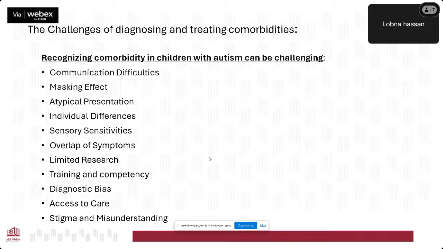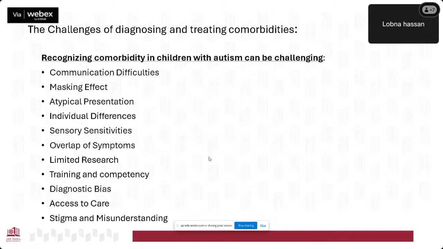Recognizing comorbidity in children with autism can be challenging for many reasons. The first is communication difficulty. As we are aware, children with autism often struggle with communication. They have limited verbal skills, especially at younger age, or they use alternative forms of communication like picture exchange system. This difficulty in communication makes it hard for them to express their symptoms or discomfort related to other conditions. The other factor is the masking effect. The core symptoms of autism can sometimes mask or overshadow other healthcare issues. For example, a child who is fixating on a specific topic may not complain about physical pain or discomfort.